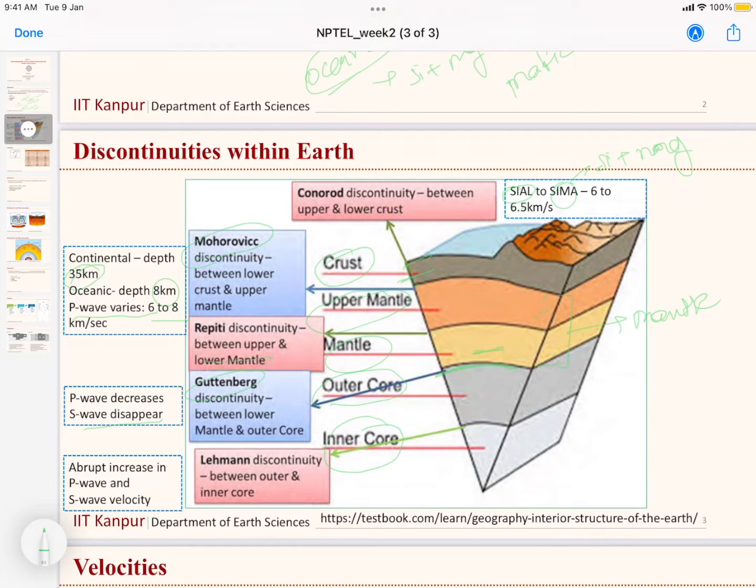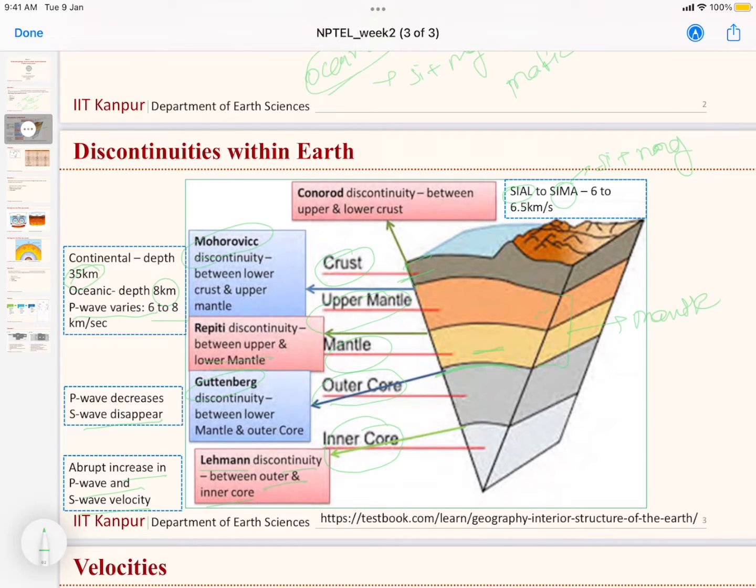So now moving forward, the last discontinuity that we have is the Lehmann discontinuity that exists between the outer and the inner core. And here what happens is there is an abrupt increase in P wave velocity and S wave velocity.